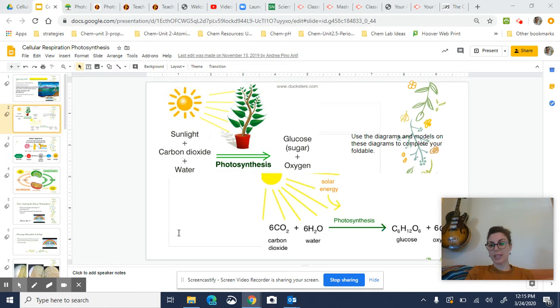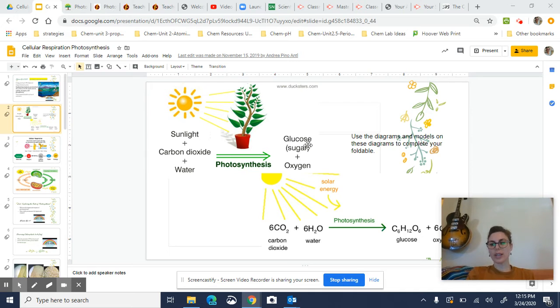So, with photosynthesis, plants make their own energy using the reactants or ingredients on this side. So they use sunlight, carbon dioxide, and water. They undergo a chemical reaction, and their products or the output of that equation is glucose, which is sugar, and the waste product is oxygen. And we know that we rely heavily on that waste product, oxygen, because it drives our process called cellular respiration.